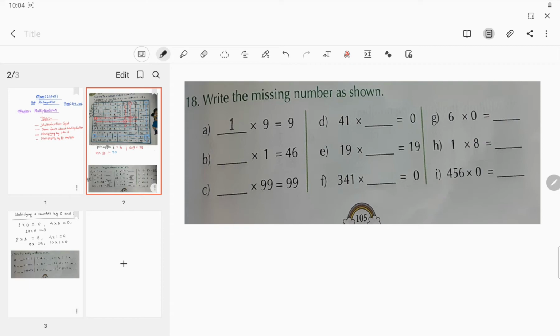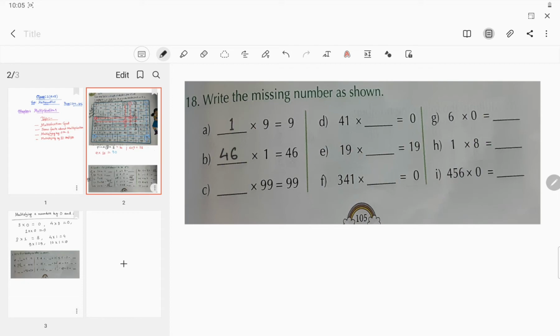Now question number 18 you have to solve in your book. Write the missing number as shown. The first question is solved. Now I'm coming to question number B. Multiplying by which number you will get 46? Obviously, I told you, when you multiply a number by 1, you will get the number itself. Since you get 46 and you are multiplying by 1, the multiplicand will be 46, right?